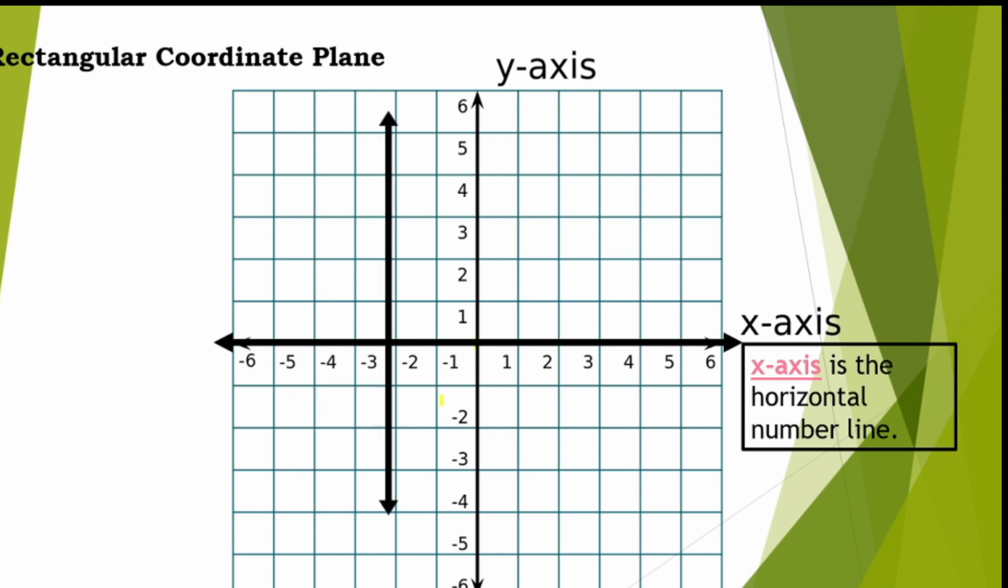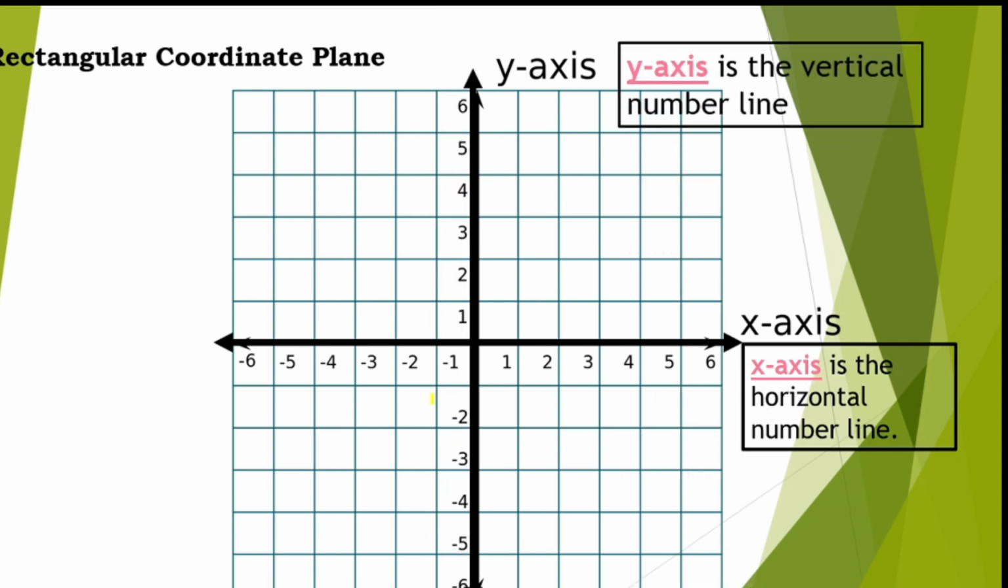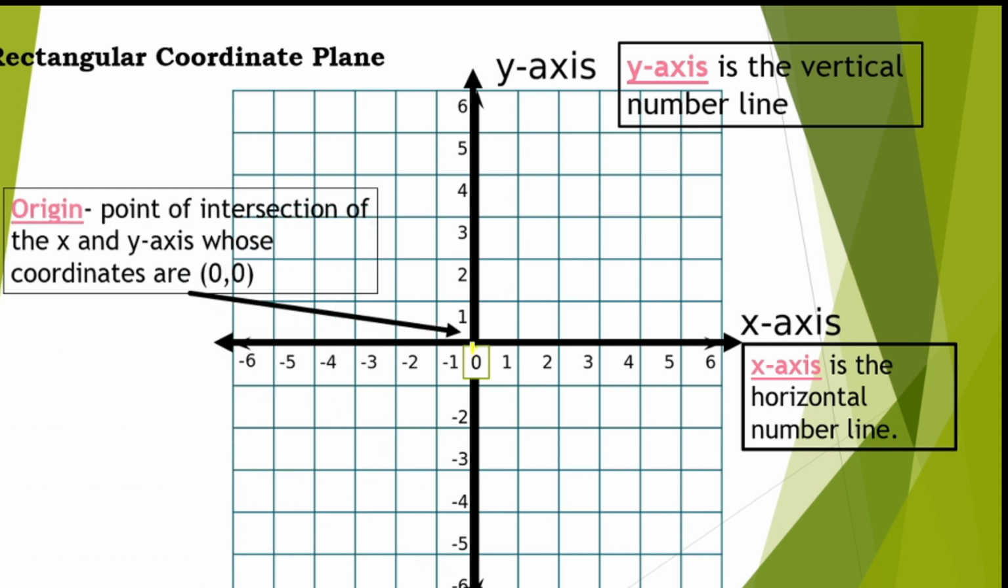Y-axis. That is the y-axis. It is the vertical number line. So as you can see, from the center, going up, we have positive integers, while from the center, going down, we have negative integers. Now, what do you call the center, whose value is 0? Very good. That is what we call the origin.